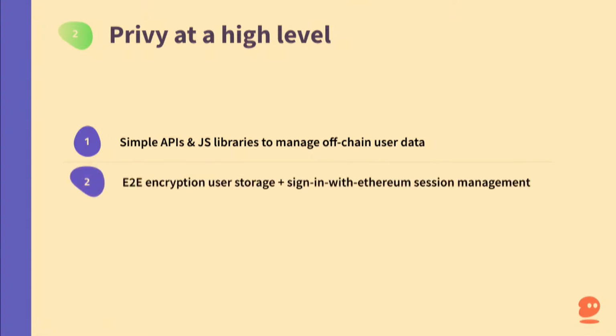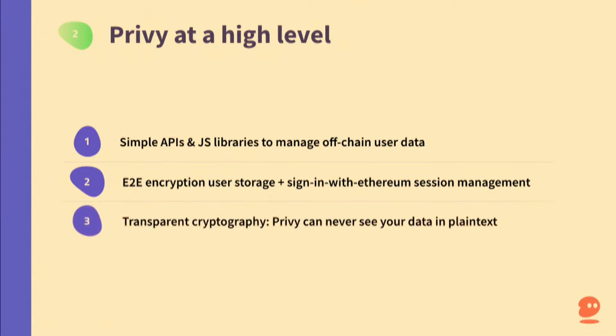We have end-to-end encryption user storage. So how does that work? That means that on the client, everything gets encrypted and then gets sent over the wire as ciphertext, and then you get it back as ciphertext, and you decrypt it on the client. I'll go deeper into this, but basically what it means is you have end-to-end encryption storage, which is the right way to do privacy. And we also have sign-in with Ethereum session management, which solves those two issues I was talking about of data persistence and session management.